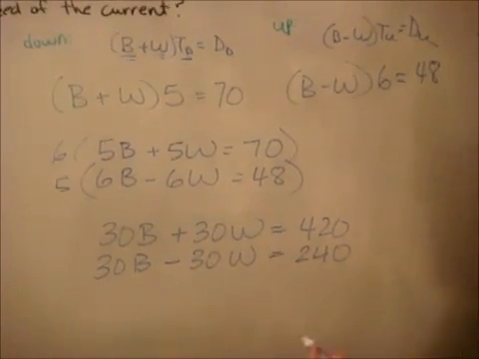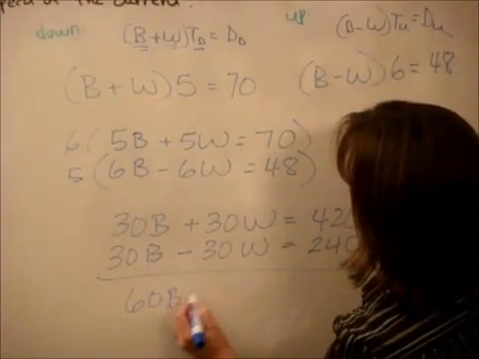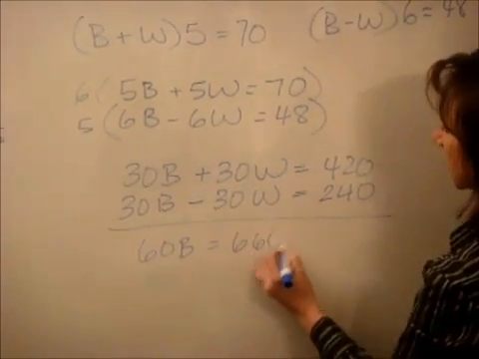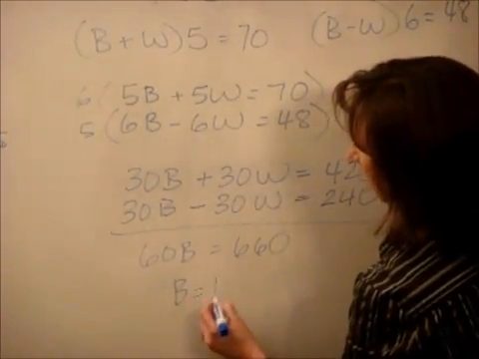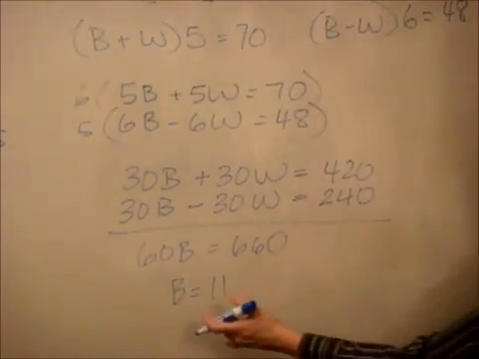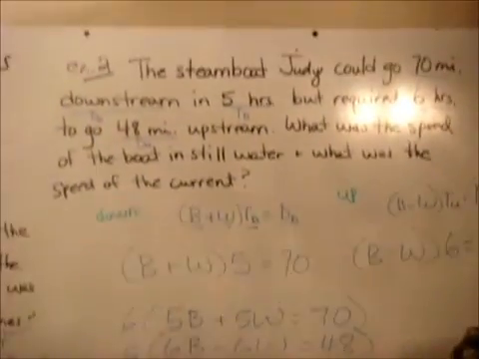Now we just add those together, and we get 60B equals 660, and divide by 60, and we get B equals 11. And we're talking about boat speed, so we're talking miles per hour.